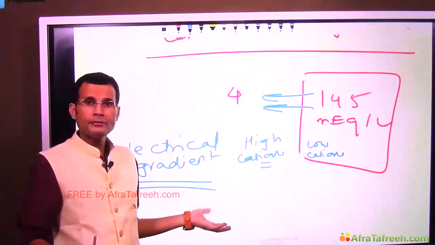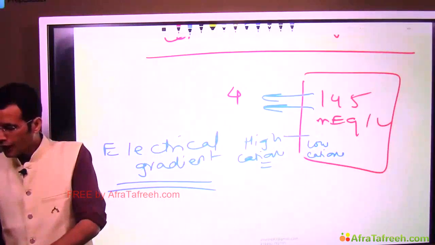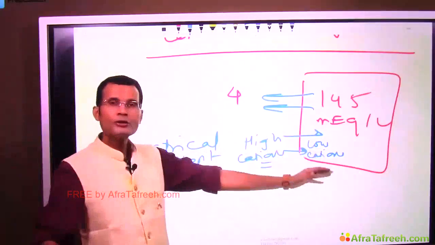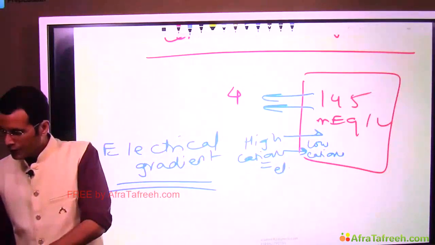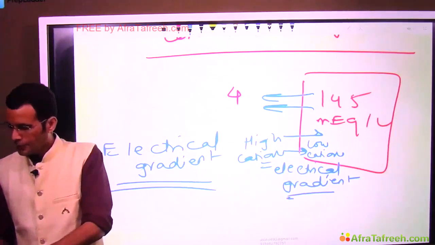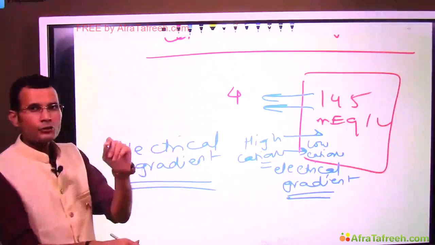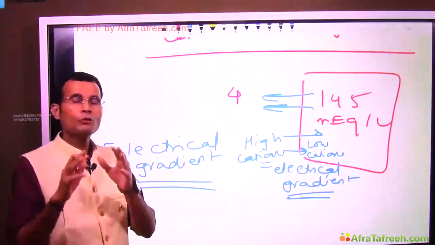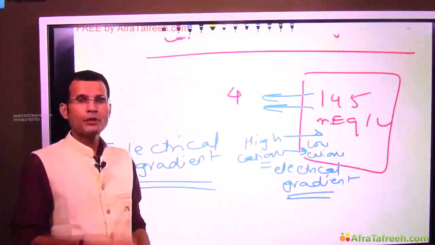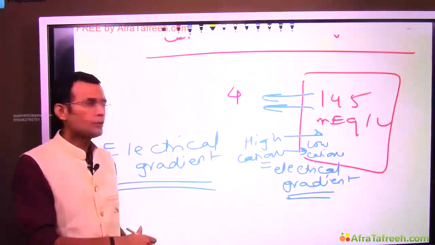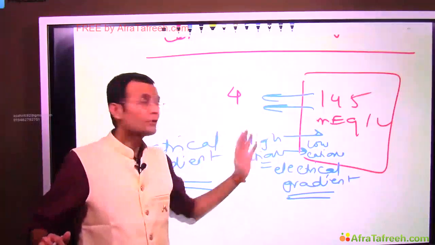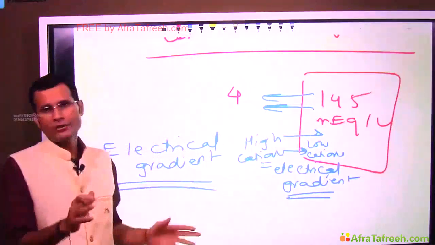So potassium is a cation, and therefore potassium will have another force for diffusion, and that is from outside to inside by electrical gradient. Remember, when I said sodium diffusion will always be from outside to inside. When I said potassium can diffuse in or out. It will diffuse out by concentration gradient, and it can also diffuse inward from outside to inside by electrical gradient.